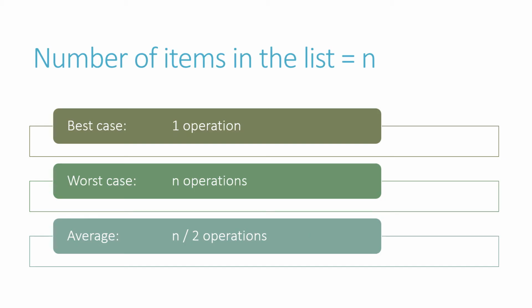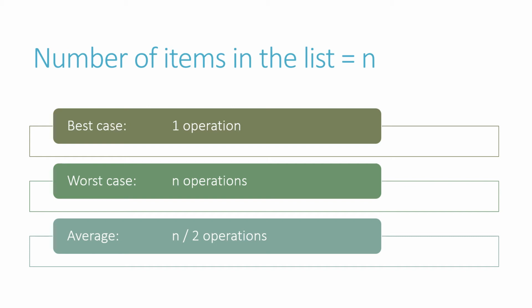Well, we could be lucky. We could find the thing we're looking for at the very start, the very first loop, and we'd call that our best case. So our best case would be that we find the item in the very first item in the list, the very first loop, and that would take one operation.